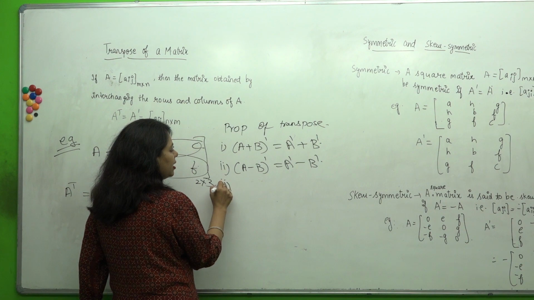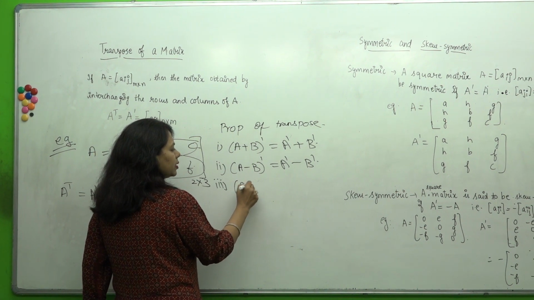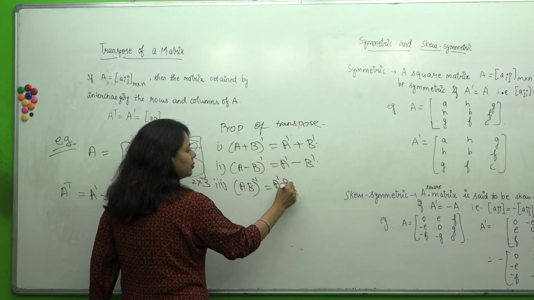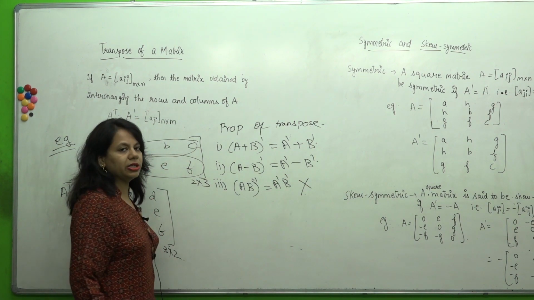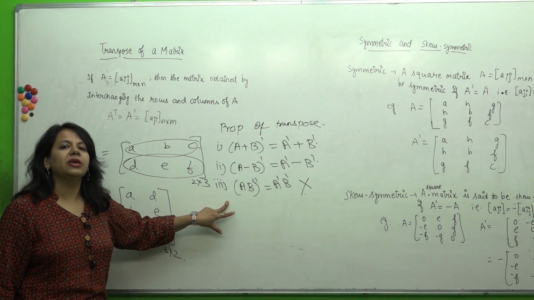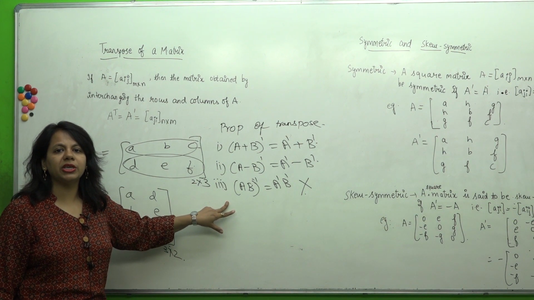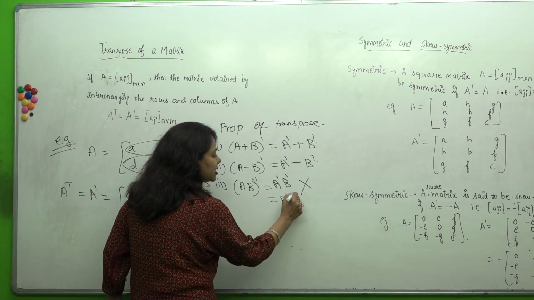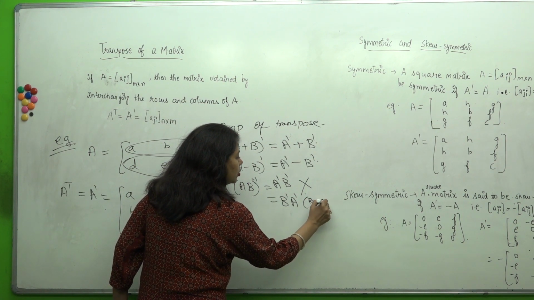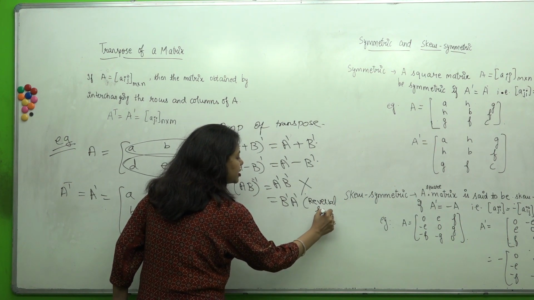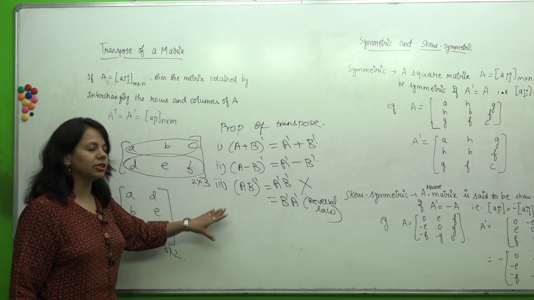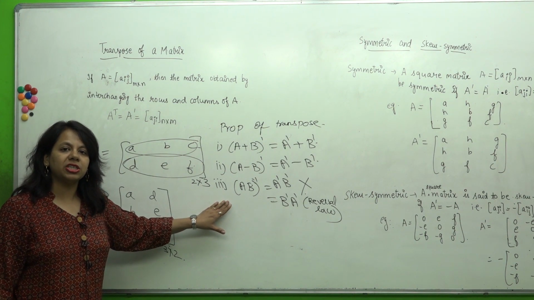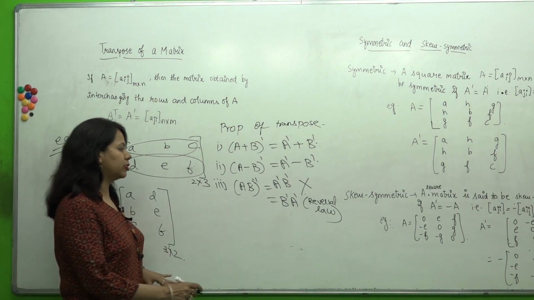And (AB) whole dash gives me what? A dash B dash, which is absolutely wrong. Please do remember, (AB) whole dash does not give me A dash B dash. It gives me what? B dash A dash. The reversal law holds over here. As matrix multiplication is not commutative, that is why (AB) whole dash gives me B dash A dash. Please do remember this particular thing.